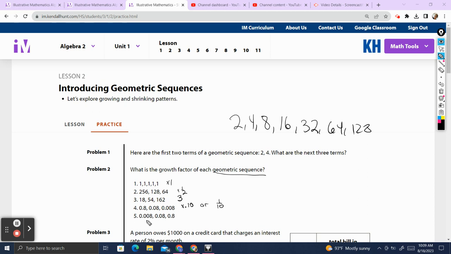Here, we're going in the opposite direction. Our decimal points are getting bigger, closer and closer to the number, getting us bigger. So our growth factor is 10. We are multiplying by 10. All right, there we go. That's questions 1 and 2.